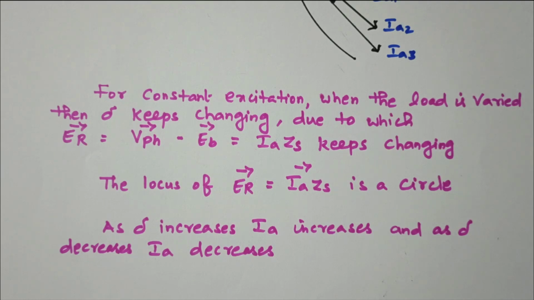Here we are discussing IA. In the previous video, IA is not available, only V phase and EB, then the resultant voltage ER. Here we are discussing with IA. What happened to IA? What we concluded is that when the load increases, delta increases, EB increases, thereby IA also increases. This locus of ER will give the circle.